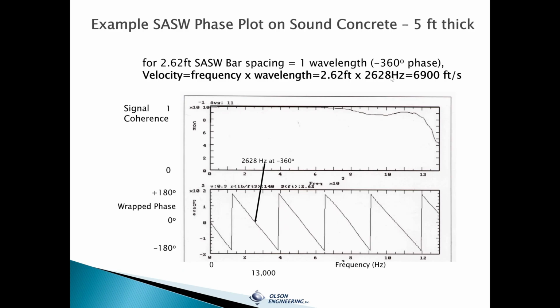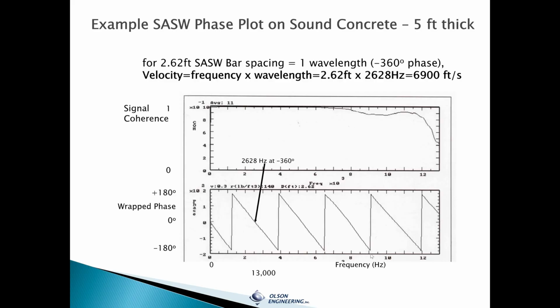You take the frequency at that point from this phase plot, where this is 0 to minus 180, this is minus 180 to minus 360. That means it's lagging by one wavelength. The response to the far receiver, simple calculation, velocity equals frequency times wavelength, it's 6,900 feet per second. This is such uniform concrete. This is now two wavelengths, meaning it's 1.31 feet. You multiply that, you get a very similar velocity.